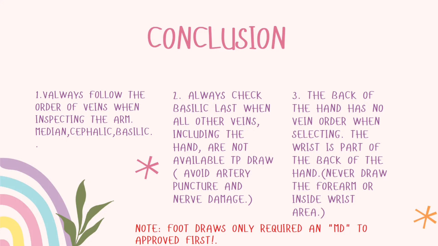Now, the last is the back of the hand, which has no vein order when selecting. The wrist is part of the back of the hand. So, never draw the forearm or inside the wrist area. The dorsal metacarpal veins have no specific vein order. Whatever vein you find on the back of the hand that is comfortable for drawing, make your venipuncture attempt on that vein. And again, never draw the forearm or inside the wrist area. That is against the standard of care.